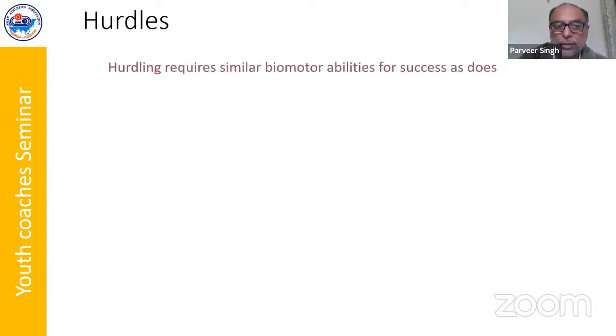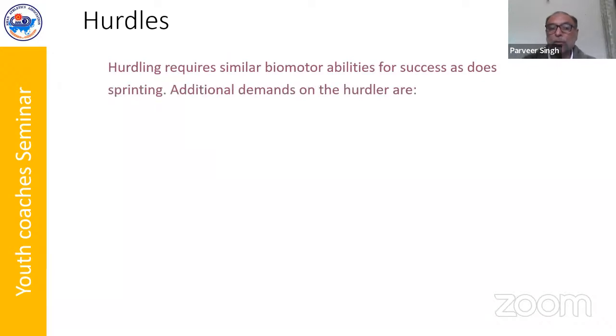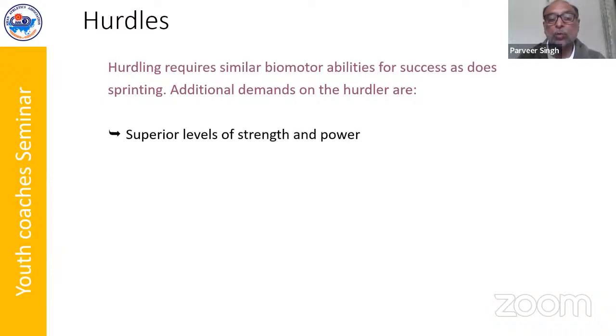So these are the points which we have discussed about the sprints, the technical points, the biomechanical data. Now the hurdling. When we say sprints and hurdles, we discuss them together. All the hurdle events require almost similar biomotor abilities which we require for a sprinter. But there is a difference. The hurdlers need additional demands as compared to a sprinter.